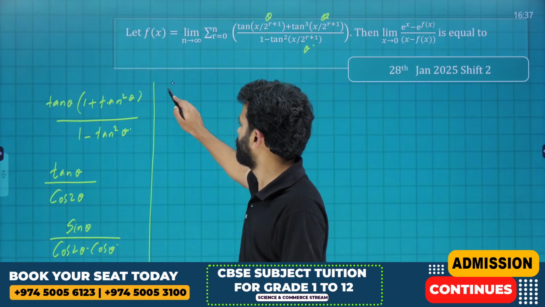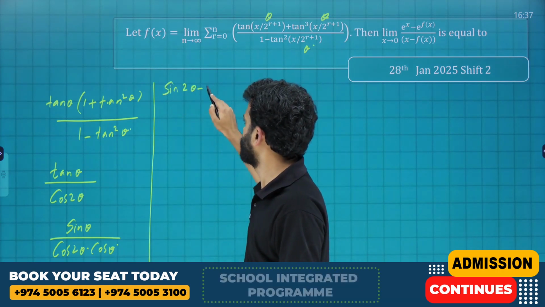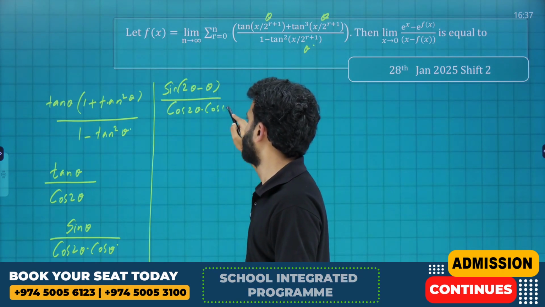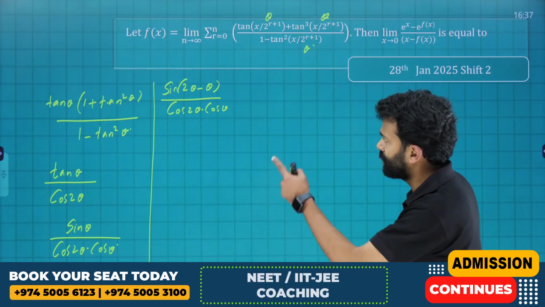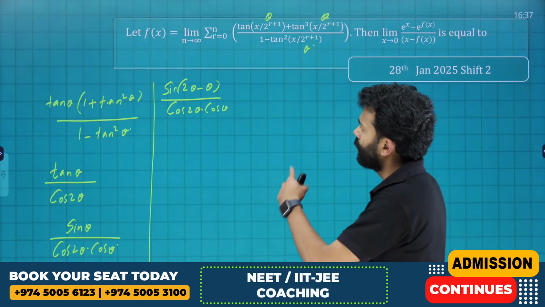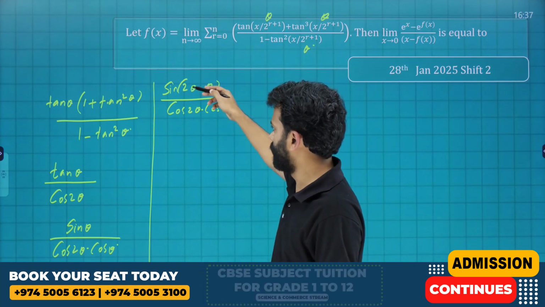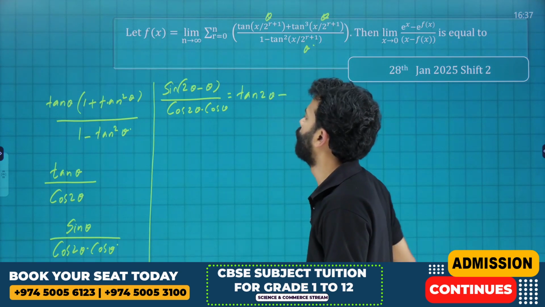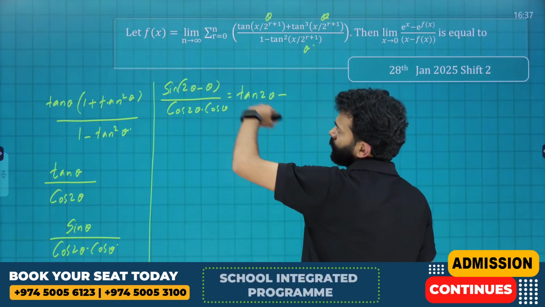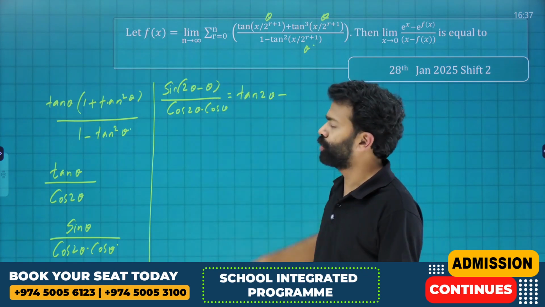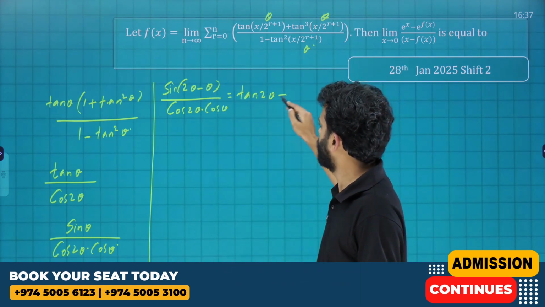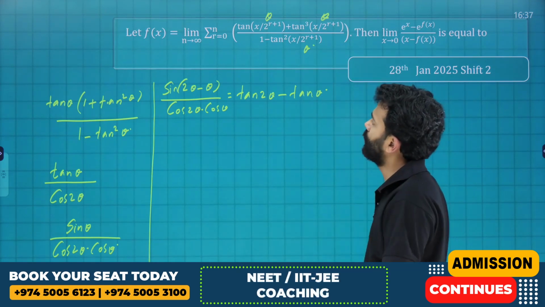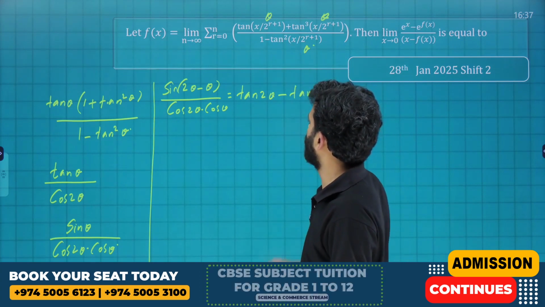Sin theta is written as sin of 2 theta minus theta, divided by cos 2 theta into cos theta. So what is sin A minus B? We know that it is sin 2 theta into cos theta. Cos theta got cancelled for the first part, and sin 2 theta by cos 2 theta is equal to what? Tan 2 theta minus, the next part will be cos 2 theta into sin theta, and this cos 2 theta got cancelled, and what is sin theta by cos theta? Tan theta. Okay, we are almost done. Then we can apply the value of theta here. What was theta? x by 2 raised to r plus 1.